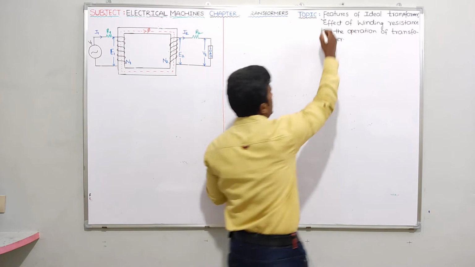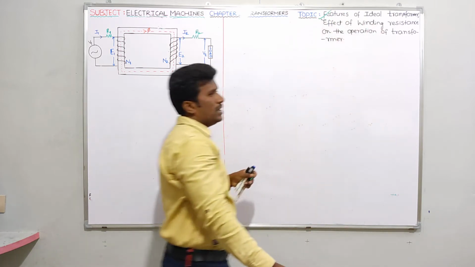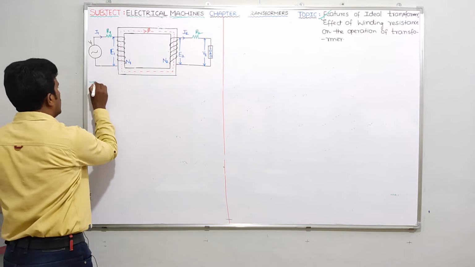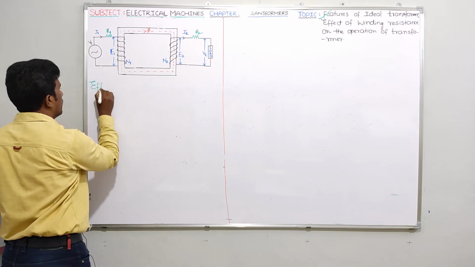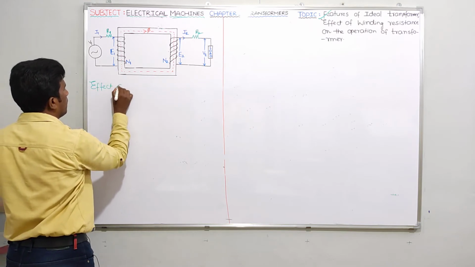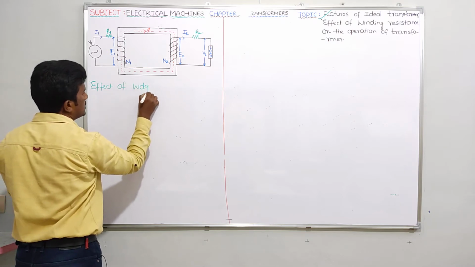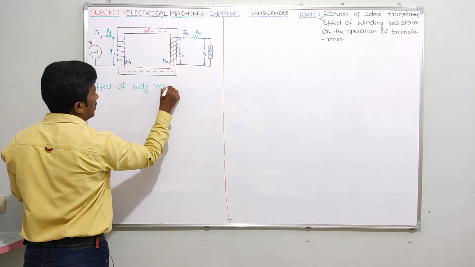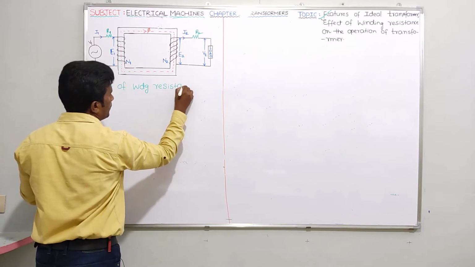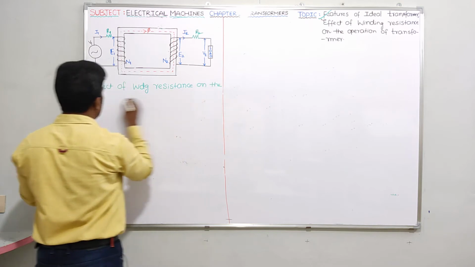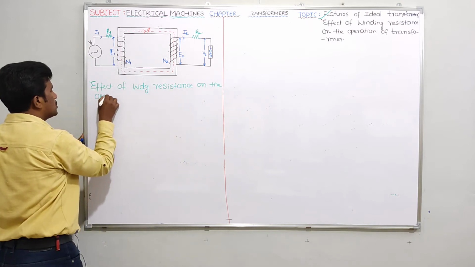Features of ideal transformer completed. Next we are going to discuss effect of winding resistance on the operation of transformer. Let me write here: effect of winding resistance on the operation of transformer.